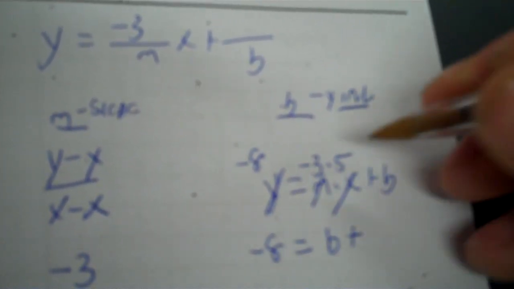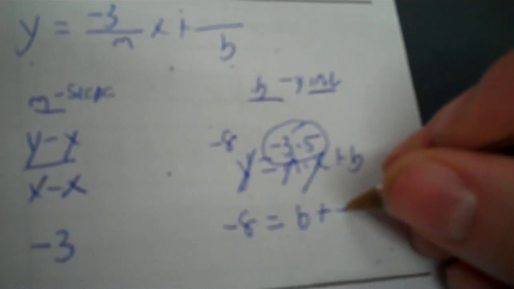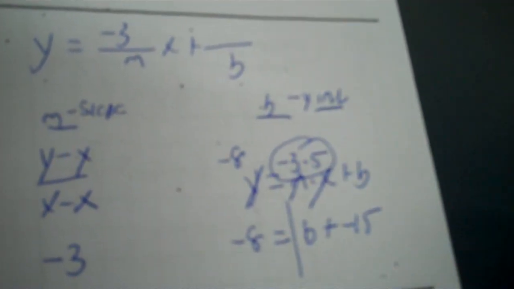So b plus negative 3 times 5 gives me a product of negative 15. Then you need to add your 15 to both sides. So negative 8 plus 15 is 7. 7 is equal to b.